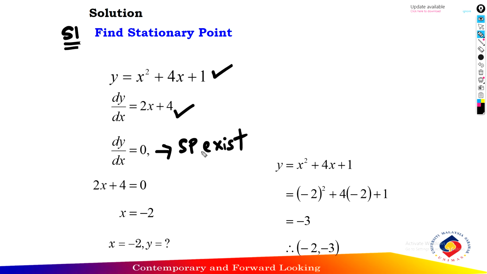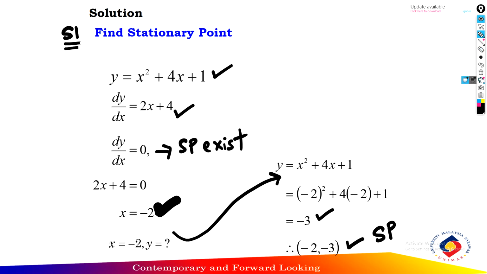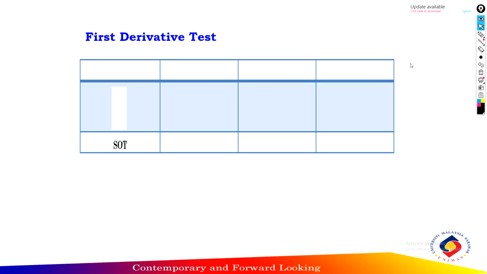The stationary point exists when the first derivative equals 0, 2x plus 4 equals 0, and find the value of x. x equals -2. Then you substitute -2 into the function, and the value of y equals -3, so the stationary point is at (-2, -3).